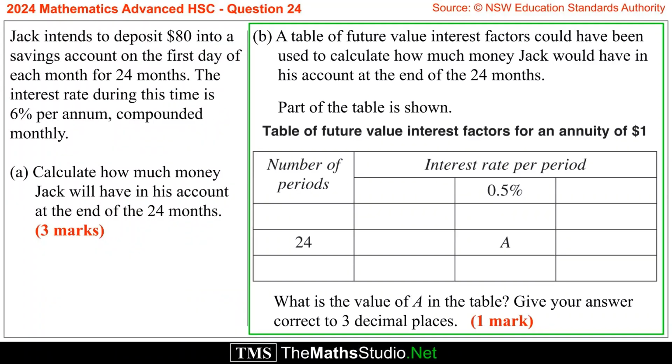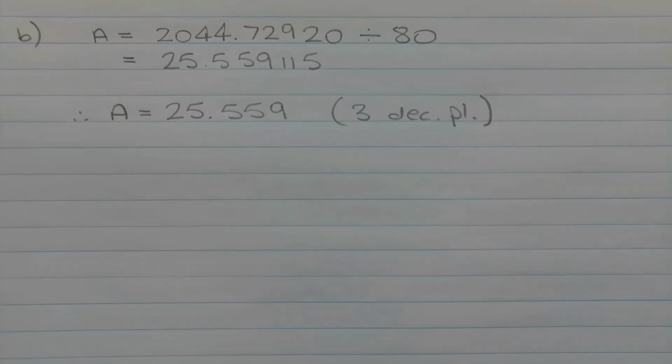Part B. A table of future value interest factors could have been used to calculate how much money Jack would have in his account at the end of 24 months. Part of the table is shown. What is the value of A in the table? Give your answer correct to 3 decimal places. The table shown gives us the future value of an annuity of $1 per period over a number of periods for a given interest rate per period.